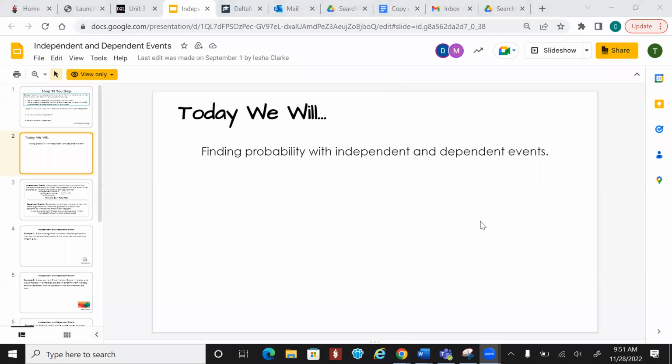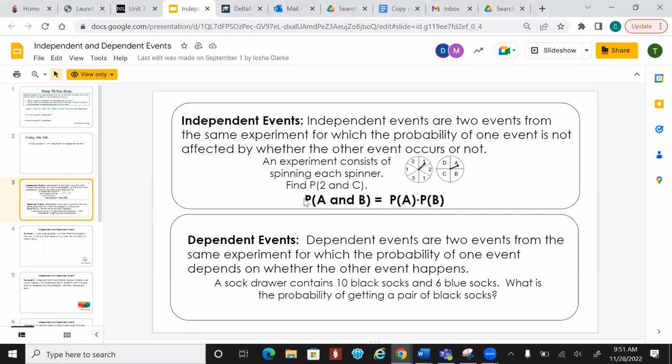Today we're going to be finding the probability with independent and dependent events. We've already gone over this, so this is just a recap. Independent events are two events from the same experiment for which the probability of one event is not affected by the other event occurring or not. For instance, an experiment consists of spinning each spinner. Find the probability of 2 and C.